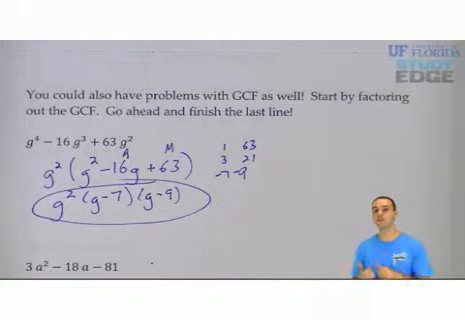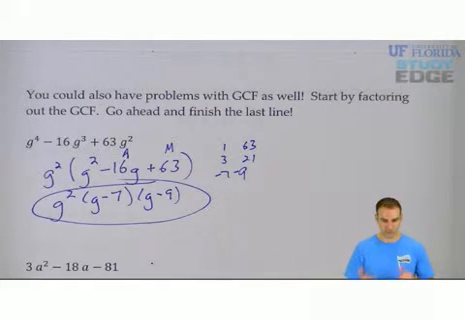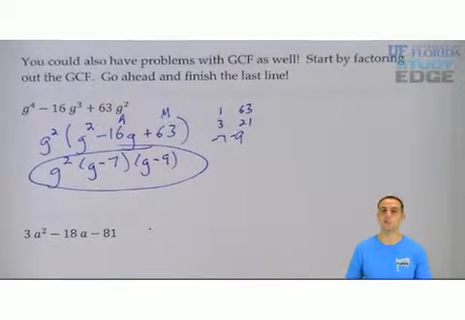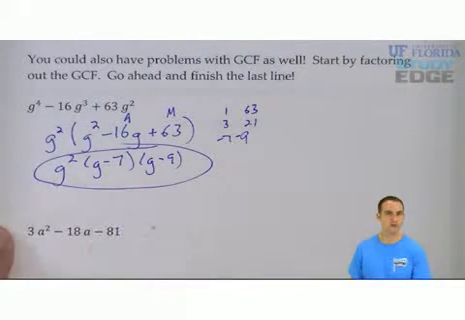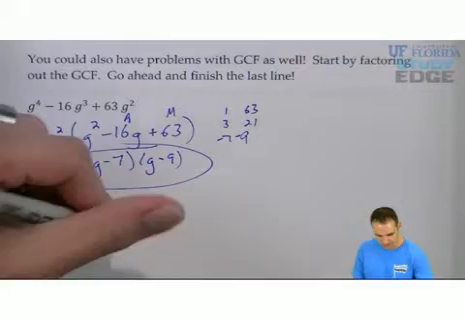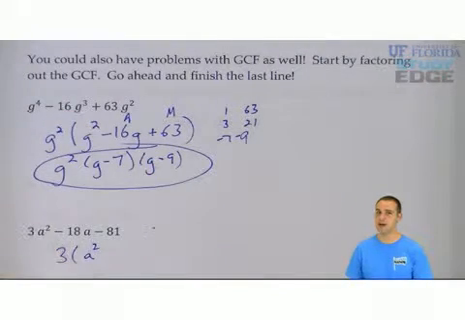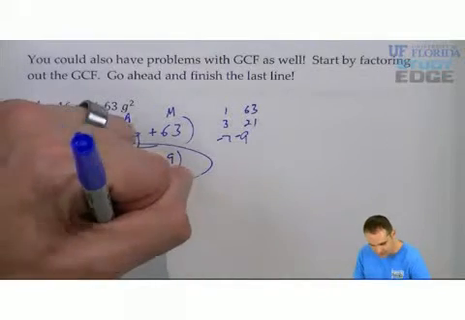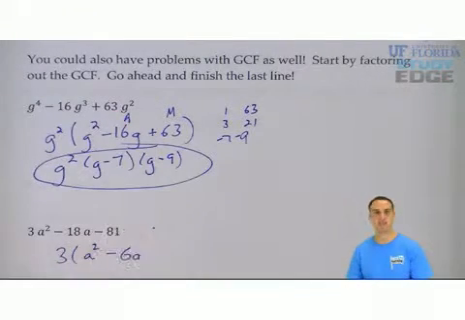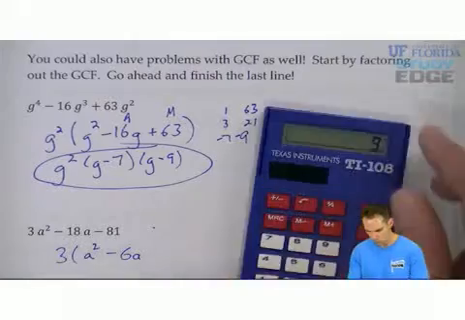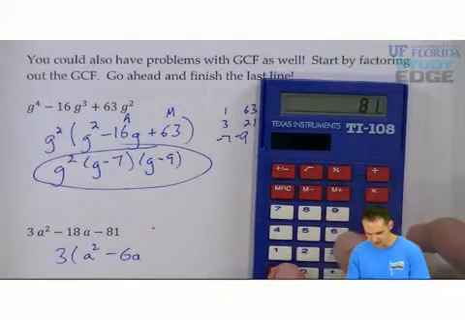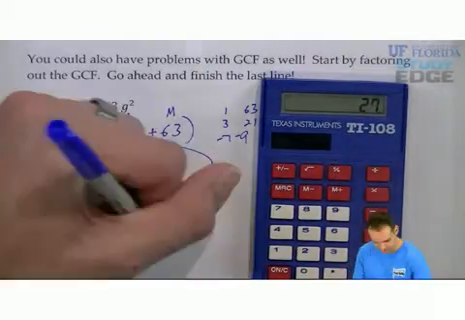So here we have to do GCF and then factor a trinomial. Like this next one, what's in common? They're all divisible by 3. So I'd factor a 3 out first and get a squared, because that means you divide. 18 divided by 3, that'll leave you with a negative 6a. 81 divided by 3, 27.